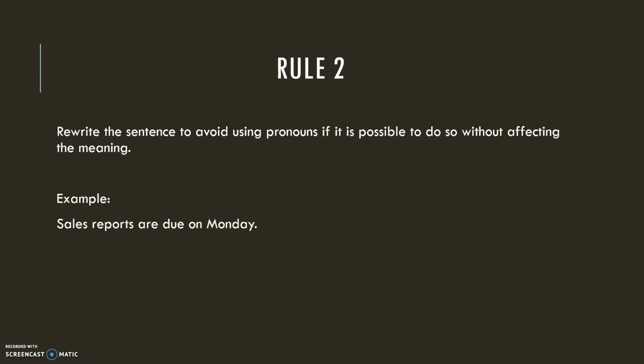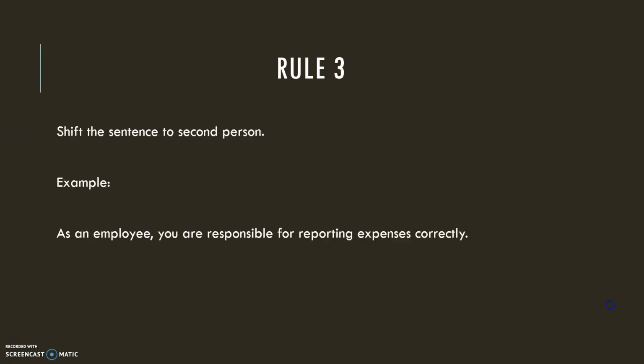Rule 2. Rewrite the sentence to avoid using pronouns if it is possible to do so without affecting the meaning. You could do this by saying, sales reports are due on Monday. Now we don't have any pronouns, so it's not biased. Rule 3. Shift the sentence to the second person. Example, as an employee, you are responsible for reporting expenses correctly. Now we just put it as you, which is either men or women.